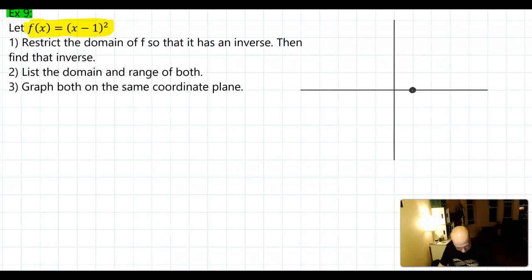So it's a parabola, right? Squared gives you a parabola. X minus 1 means shifted to the right. And it goes over 2 and up 4, and over 2 and up 4. So it should look something like this.